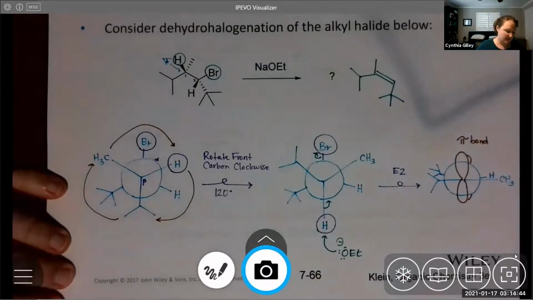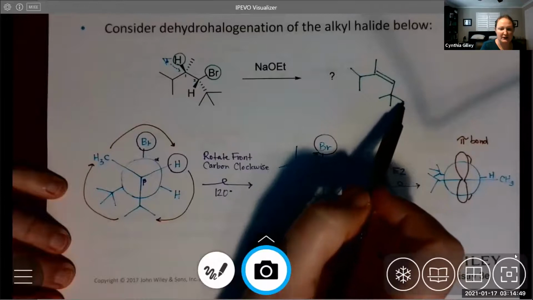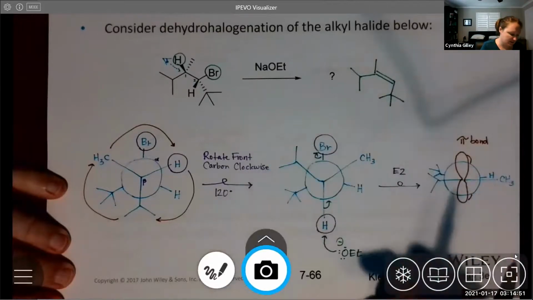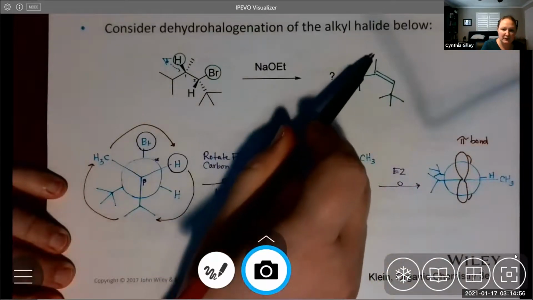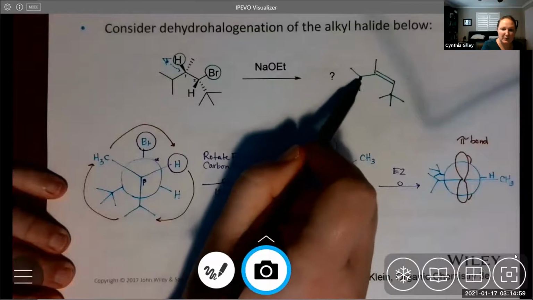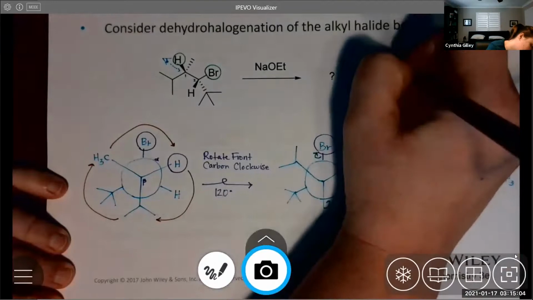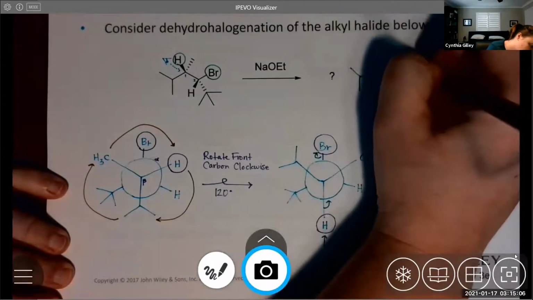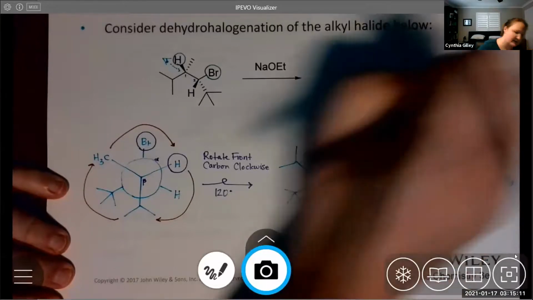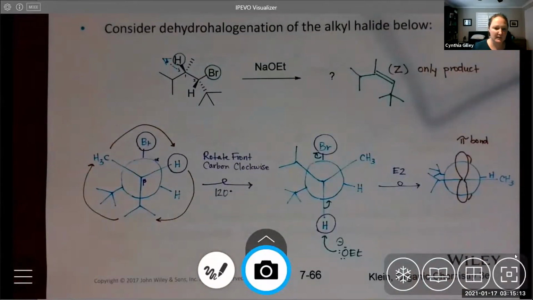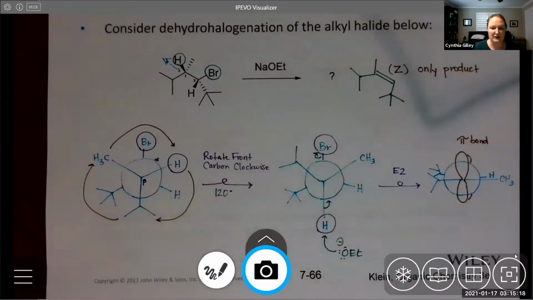So when I figure out is this E or Z, what we're going to figure out is that the tert-butyl gets priority over the hydrogen. Okay, so this is my priority group. And isopropyl gets priority over methyl. So the isopropyl and tert-butyl are my priority groups. They're on the same side of the double bond. So this is a Z alkene. And this is the only product. Right? E is not formed. Even though E is more stable, it cannot be formed because of the requirement for the anti-coplanar transition state.